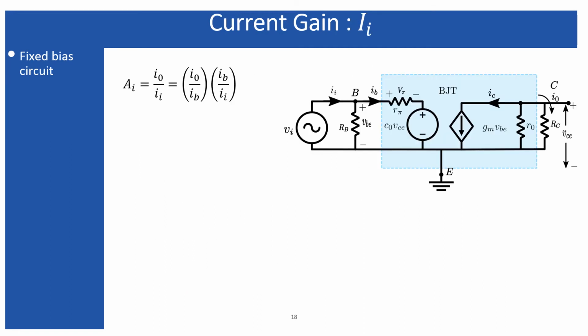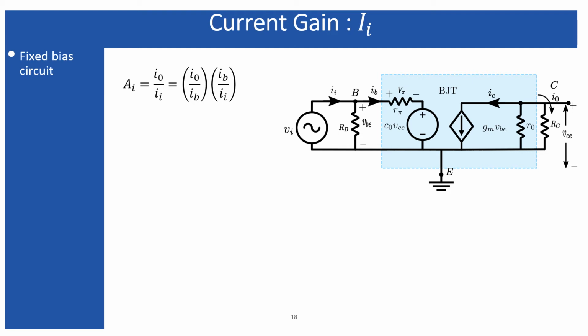Similar to the voltage gain, let's consider the current gain. The expression for the current gain can also be represented as the ratio of the output current to the input current, and that ratio can finally be represented as the ratio of the output current to the base current times the base current to the input current.